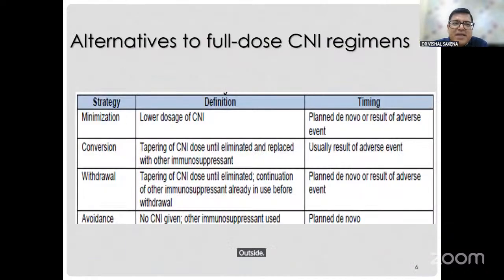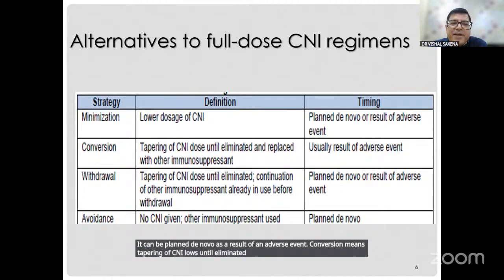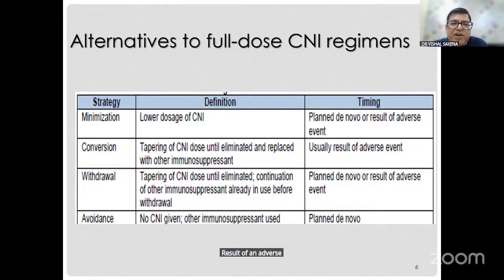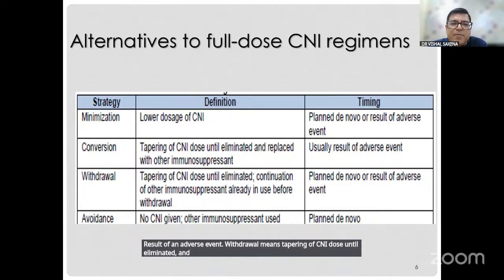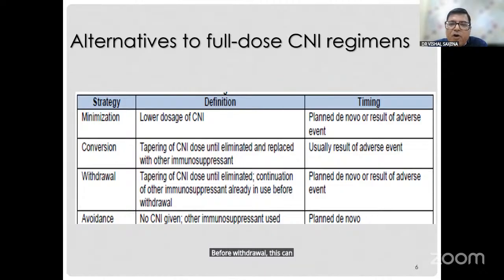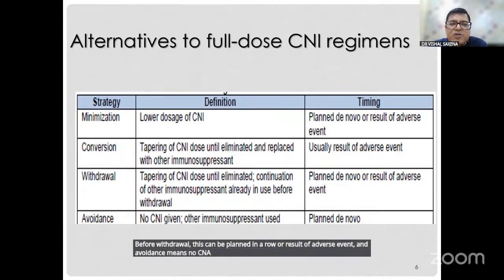So, to summarize, minimization is low dose of CNI. It can be planned de novo or result from an adverse event. Conversion means tapering of CNI dose until eliminated and replaced with another immunosuppressant, usually as a result of an adverse event. Withdrawal means tapering of CNI dose until eliminated and continuation of other immunosuppressants already in use before withdrawal. This can be planned de novo or result from an adverse event. And avoidance means no CNI is given, other immunosuppressants are used, and it can be planned de novo.